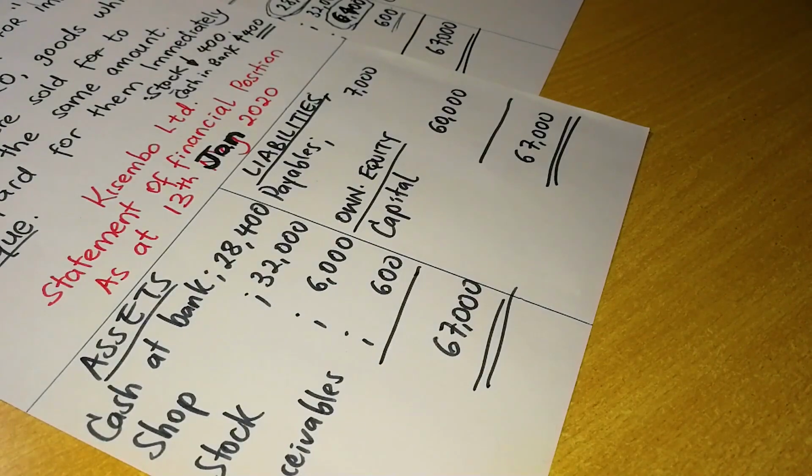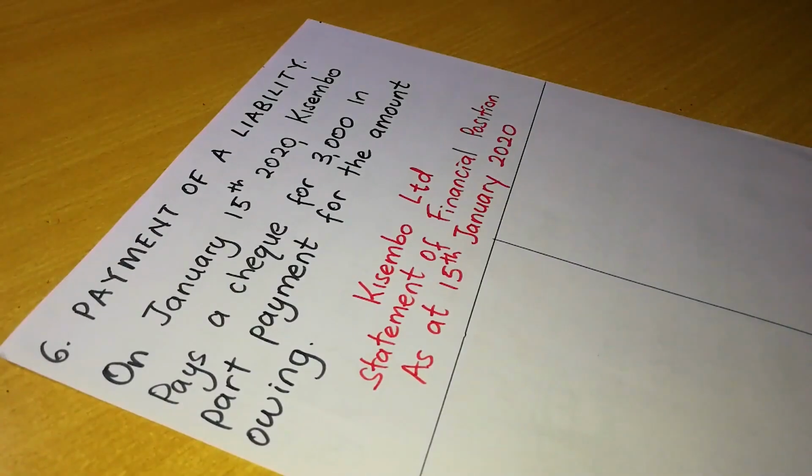So let's look at our last transaction. In our last transaction, there is payment of liability. That is on January 15th, 2020, Kisembo pays a check of 3,000 in part payment for the amount owing. Now, what was the amount owing? The amount owing, we are talking about the payables here, the people we are meant to pay. Kisembo pays in part. So what are the two items that are affected?